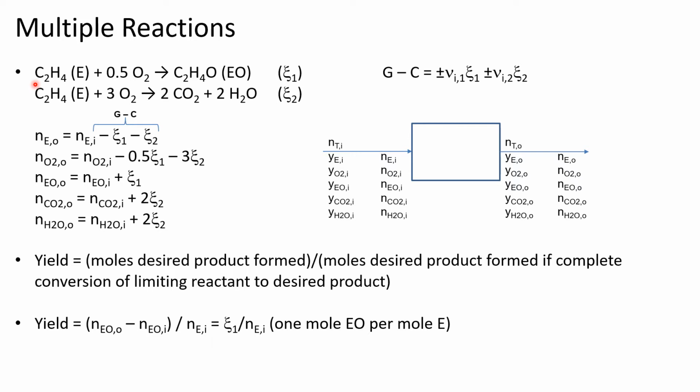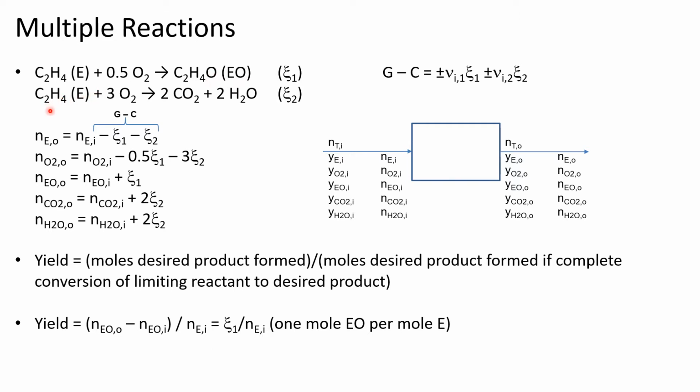The first is the desired reaction. This is a reaction in which ethylene, C2H4, we'll use the letter E to represent ethylene, reacts with oxygen to form the desired product ethylene oxide, C2H4O, and we'll use the letters EO to represent that molecule. This is a partial oxidation reaction. An oxygen atom adds to the molecule.